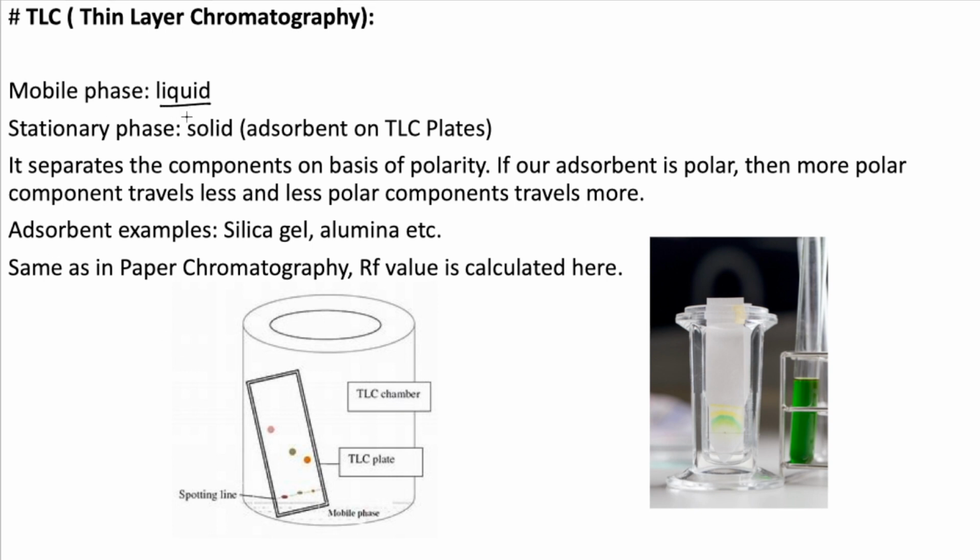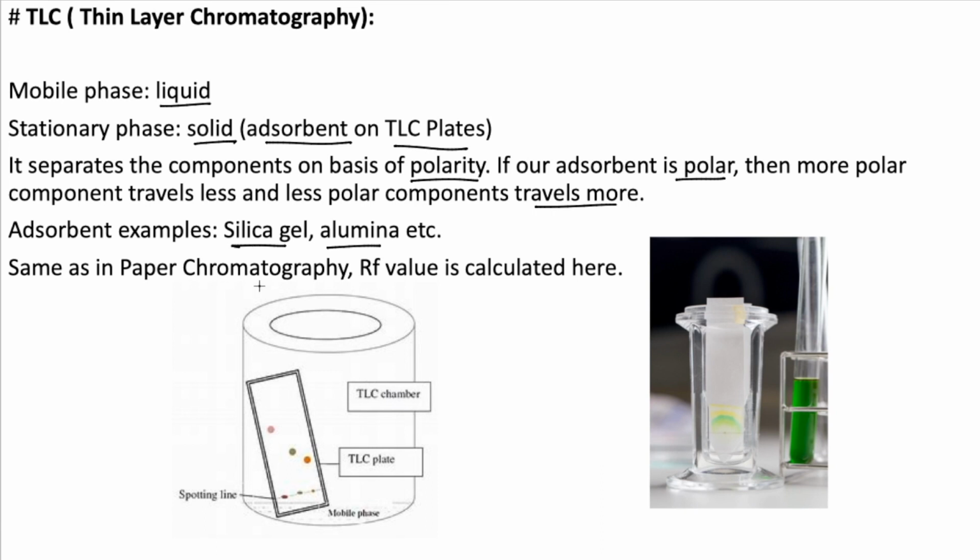So here the mobile phase is liquid, and the stationary phase is solid, which is the adsorbent on the TLC plates. TLC is thin layer chromatography. TLC plates are commercially available, so people purchase them to use. It separates the components on the basis of polarity. If our adsorbent is polar, then the more polar component travels less, and the less polar component travels more. Okay, it's as simple as that. And the adsorbent examples are silica gel or alumina, etc.